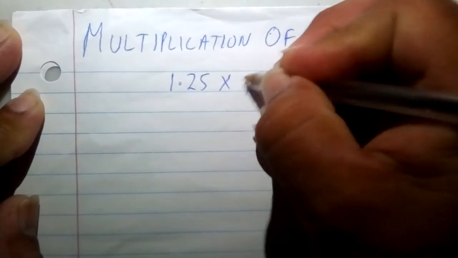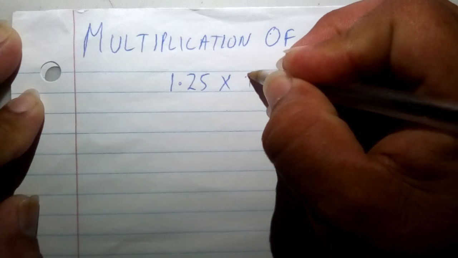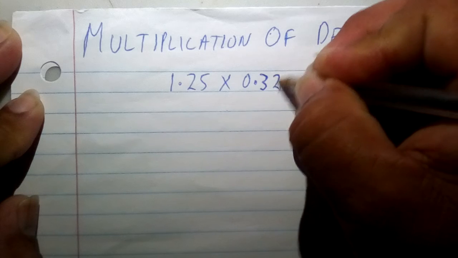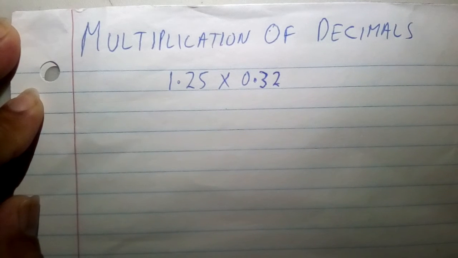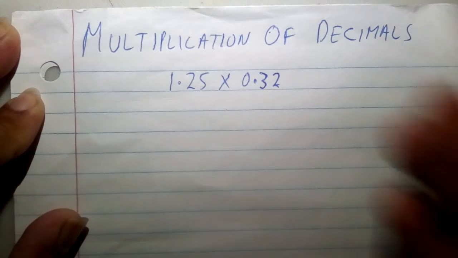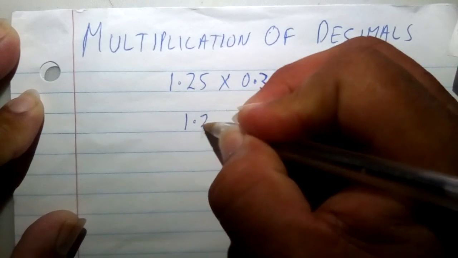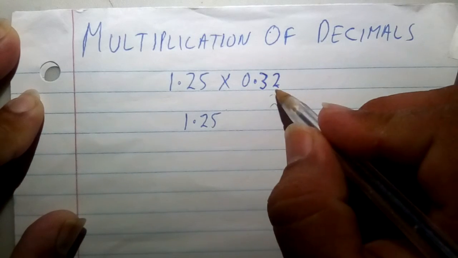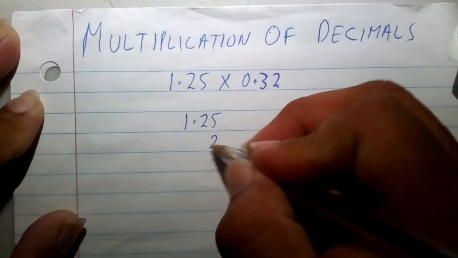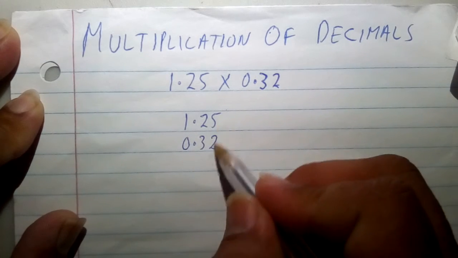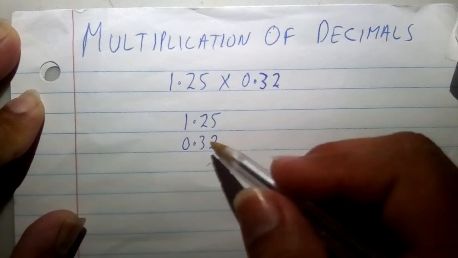1.25 times 0.32. How do I multiply this? Well, just look at them as if they were just normal numbers. The way you do this is that you put them in order, right? So we'll take here 1.25, and this number you're going to write it 32. Notice that I started from this side, so they need to be in alignment. That's the main thing.